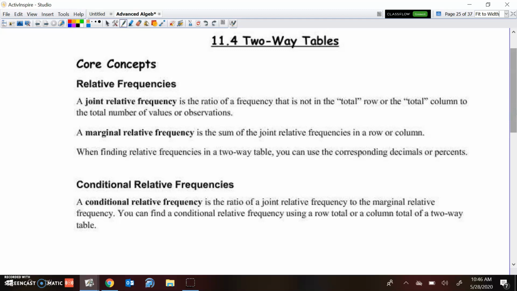So these are some core concepts. We're not really going to discuss these in this lesson, but if you have questions on it, you can take a look at the book. They're not going to be part of the homework though that I'm assigning. We're just going to go over the overview of what a two-way table is.